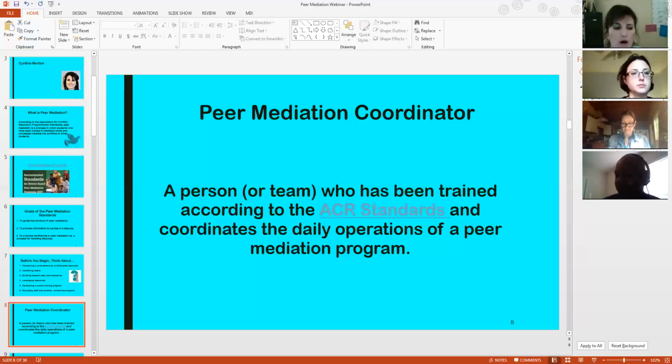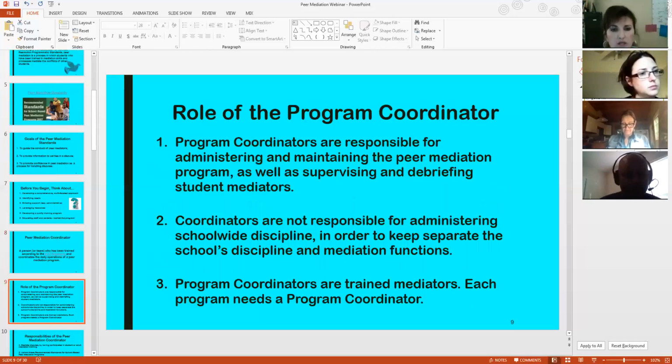I've provided the link, but I also want to go over what a coordinator would do in a peer mediation program. They are responsible for administering and maintaining the program. That means supervision of the students. After students have a mediation, debriefing them, finding out what went well, what didn't go well, who needs to be retrained. Those are really important things that a mediation coordinator can help with, especially if a program is floundering. Question, Cindy.